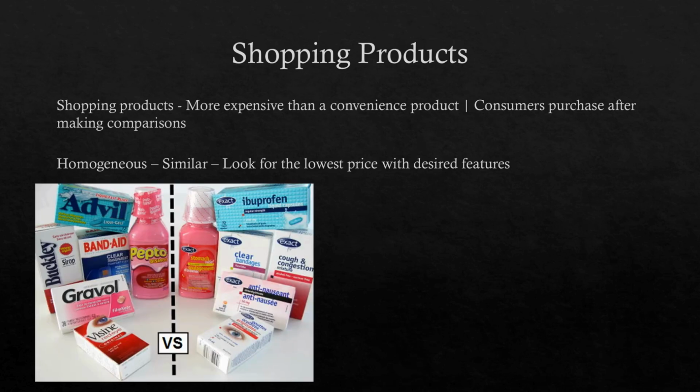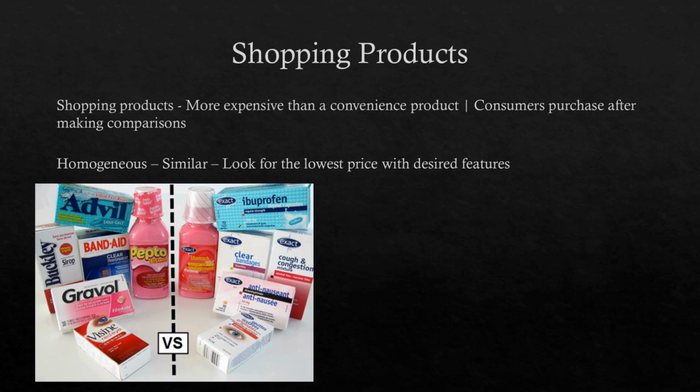Looking at our example, here we've got different types of medications. We've got what we call the name brand or the manufacturer's brand on the left-hand side, and then the private label or store brand on the right-hand side. We have Advil liquid gels, and then over in our store brand, we have ibuprofen liquid capsules. We have Pepto-Bismol, then we have stomach relief. We have Band-Aid, then we've got the store brand clear bandages.